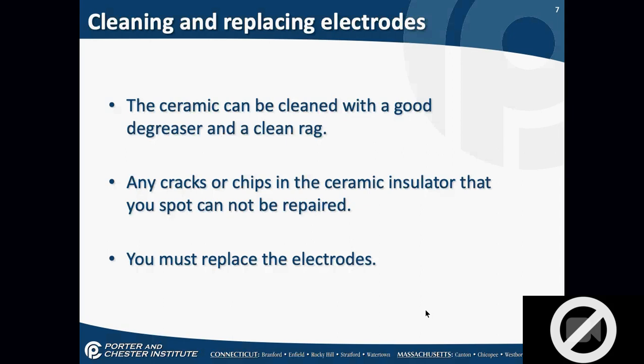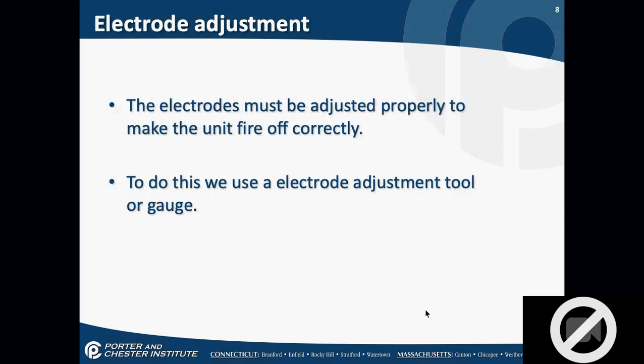So again, ceramic can be cleaned with a good degreaser and a clean rag. Any cracks or chips in the ceramic insulator that you spot cannot be repaired. Don't try to be Johnny Fix-It and repair electrodes. You can't do it. Crazy glue won't work. That's something homeowners try on occasion. You must replace the electrodes. Any damage to the electrodes, just replace them. It's not worth the headache you're going to have about callback after callback after callback if you don't replace them.